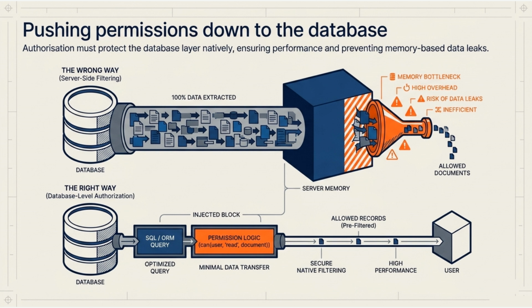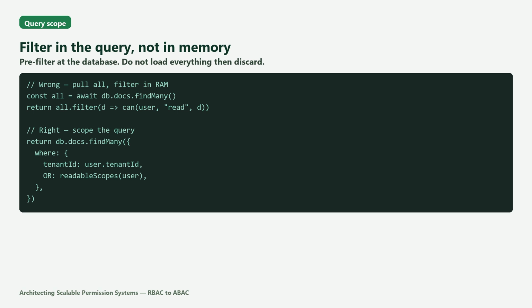Multi-tenant leaks often start as load all, then filter. Fix the query. Then add tests that prove cross-tenant rows never appear. Do not find many, then filter in RAM. Scope the query with tenant, department, and readable scopes up front. Pre-filtered results are faster and safer. If forbidden rows never leave the database, they cannot leak from a careless serializer. Pair query scoping with indexes on tenant and ownership columns, so secure queries stay fast as data grows.